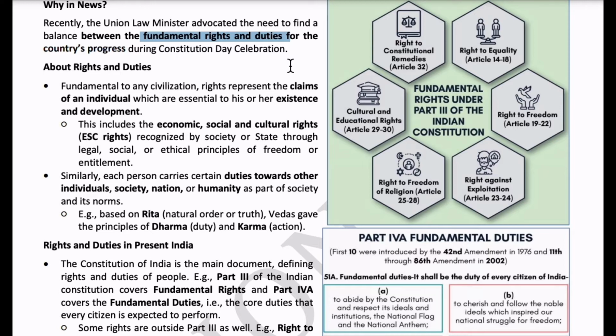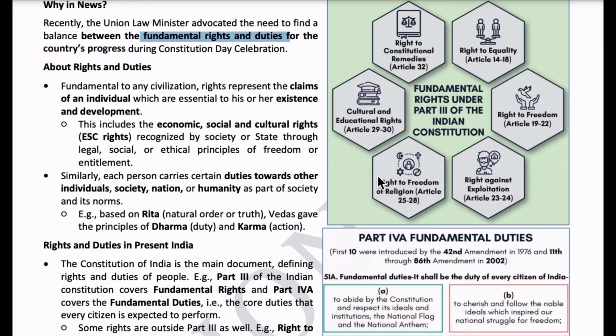There are overall 6 fundamental rights. Previously there were 7, but as per the 44th Constitutional Amendment Act, right to property has become a constitutional right. The 6 fundamental rights are: right to equality, articles 14 to 18; right to freedom, articles 19 to 22; right against exploitation, articles 23 to 24; right to freedom of religion, articles 25 to 28; cultural and educational rights; and right to constitutional remedies. All these 6 fundamental rights are mentioned in the Constitution.